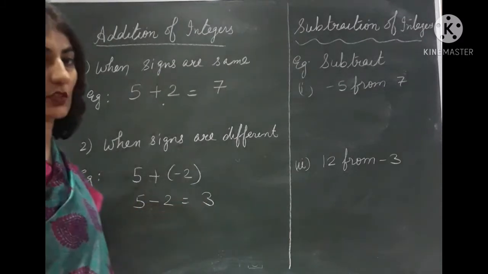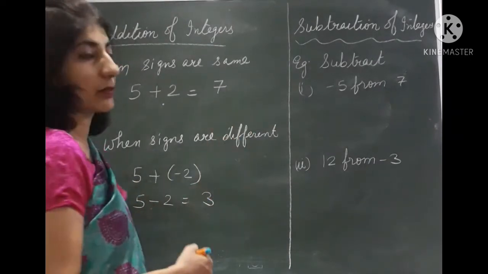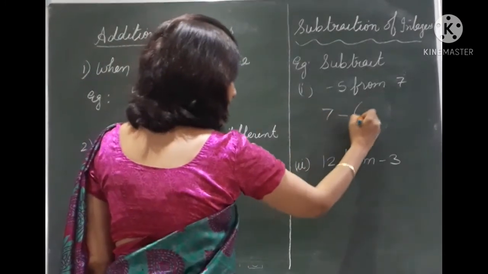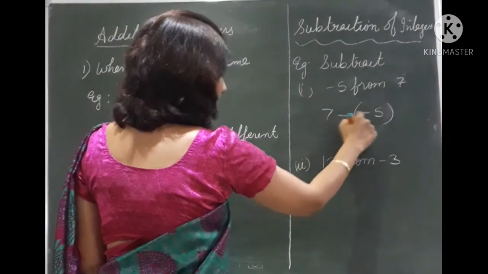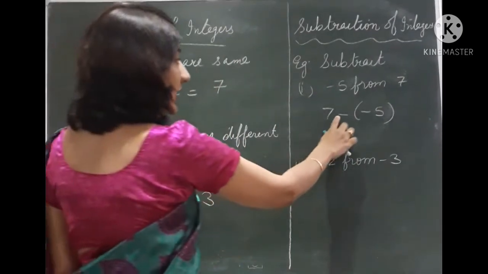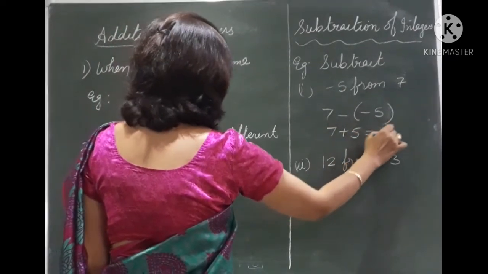Then come to subtraction of integers. In subtraction how do we do? The question is given, subtract -5 from 7. From 7 I have to subtract -5. When two signs come together, we have to put the integer in brackets. Now you know that minus and minus becomes plus. So 7 plus 5 is equal to 12.